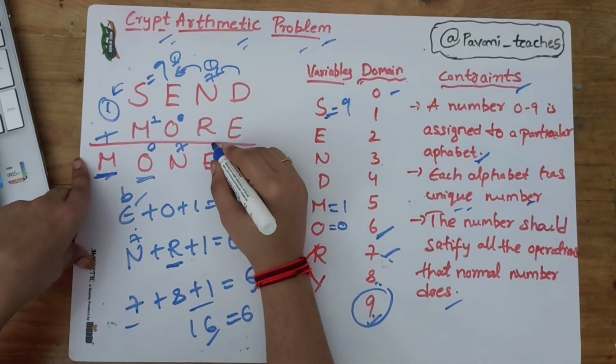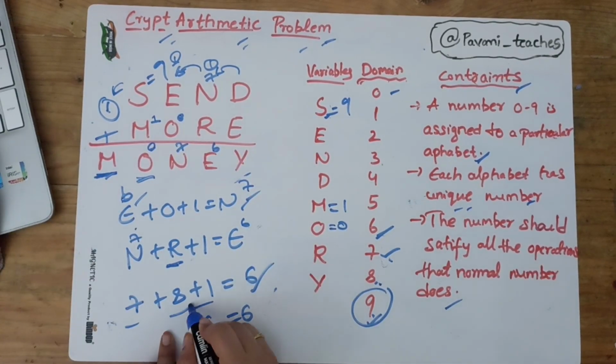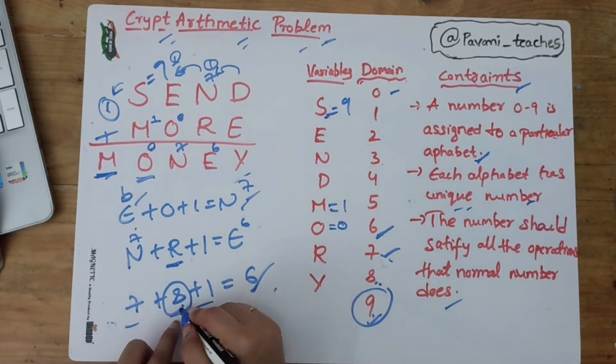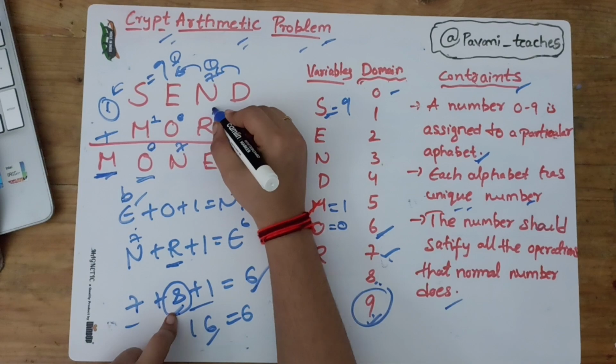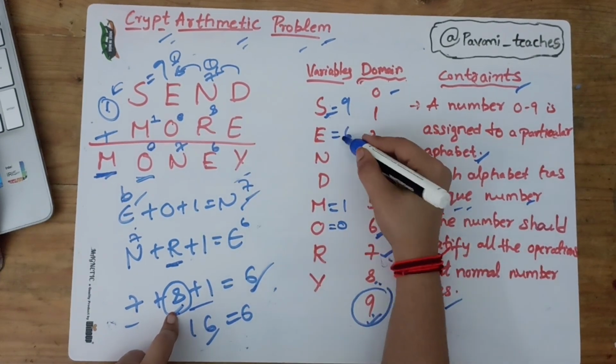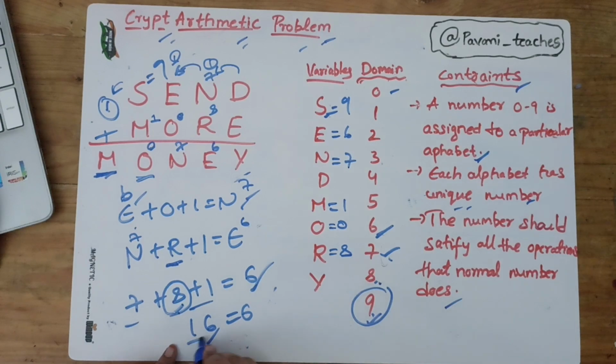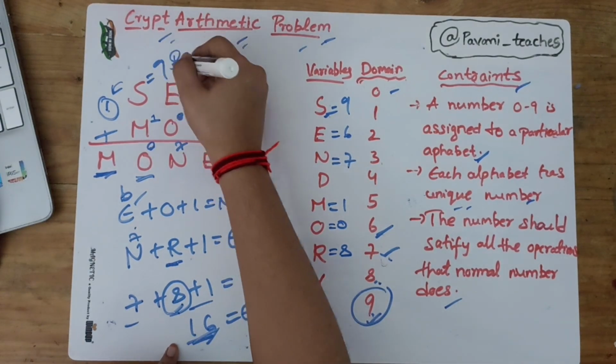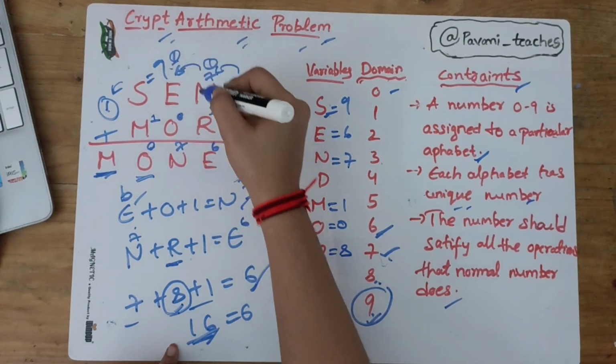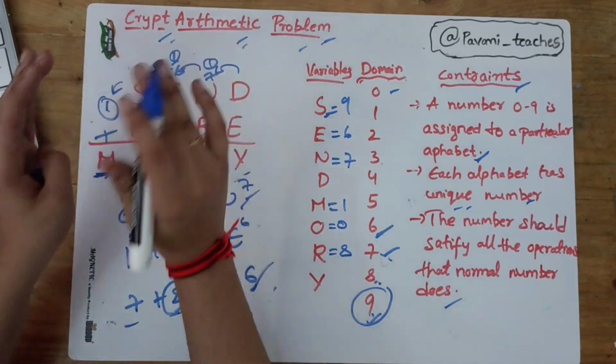Okay, and here it is 6. So what value are we adding to get 6? We are adding 8. That means the value of R is 8. So I am writing here 6, 7 and 8. Now as we are getting 16, as before we write the carry here, 1 and 6. Okay, up to here it is okay.